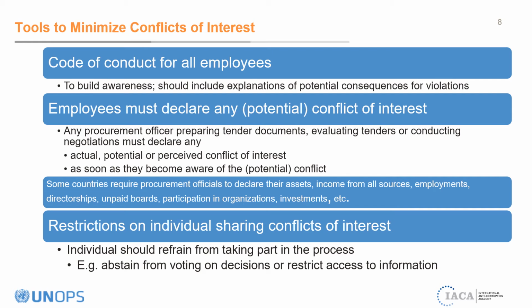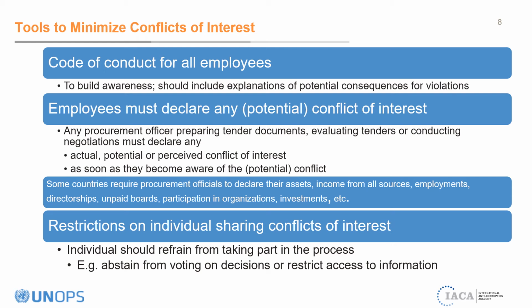Some countries require procurement officials to declare their assets, their income from all sources, their sources of employment, their directorships, their unpaid board memberships, or participations in organizations, investments, etc. All different types of entangling involvements with outside corporations or outside organizations that could or might be perceived to create a conflict of interest. There should be restrictions on individuals sharing conflicts of interest.